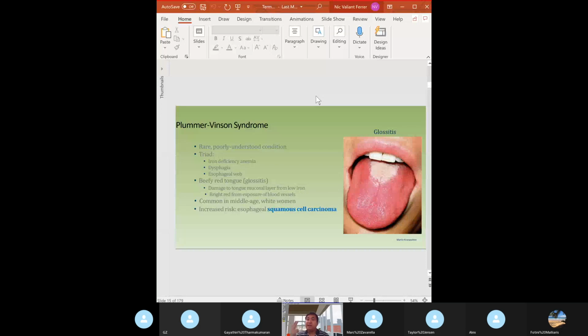So you have IDA, iron deficiency anemia, dysphagia, and esophageal web. In the vignette, they're going to say the tongue is red, right? Beefy red tongue. When you see that, think Plummer-Vinson syndrome. Why is it red? Because you damage the mucosal layer of the tongue due to low iron, and this exposes the blood vessels. Most common in what? Middle-aged white woman. Why do we care about Plummer-Vinson syndrome? Increased risk of squamous cell carcinoma of the esophagus.